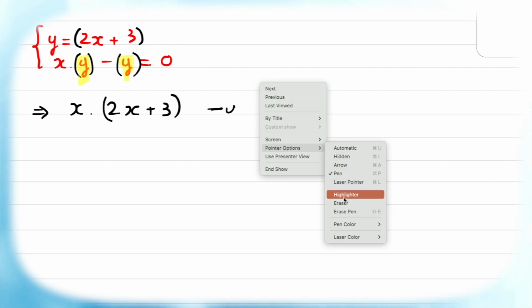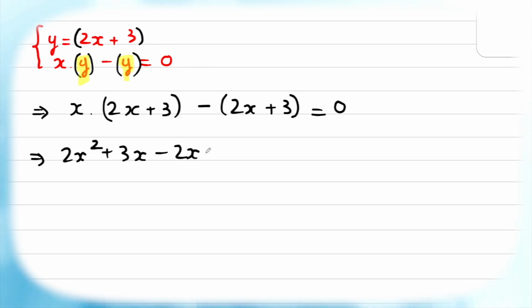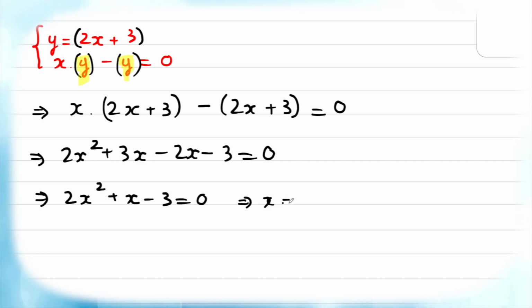And the second equation will be minus y, which means minus open bracket 2h plus 3, equal to 0. So expand this, you got plus 3h minus 2h and minus 3, equal to 0. So 2h squared plus h minus 3 equal to 0. Okay, first one a 1 and negative 3. We got this equation will be h equal to 1 or h equal to negative 3 over 2.